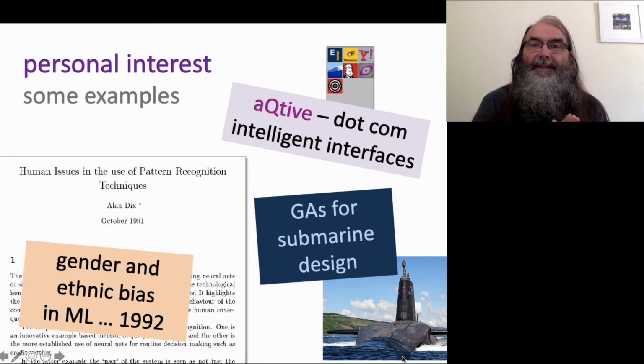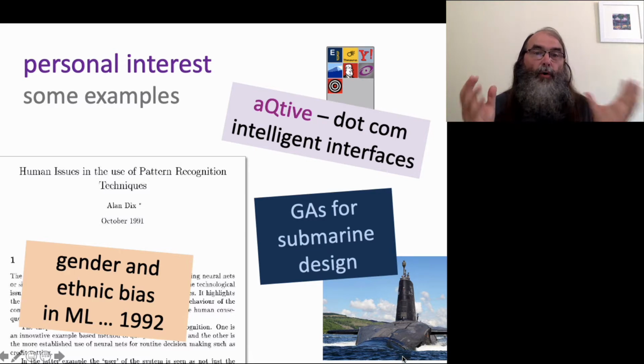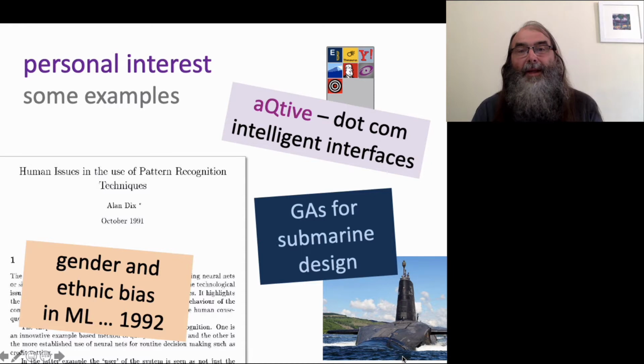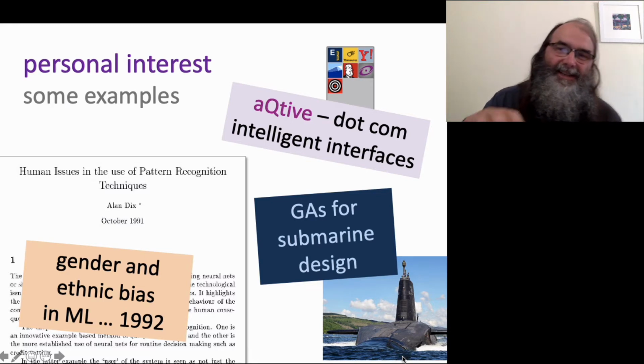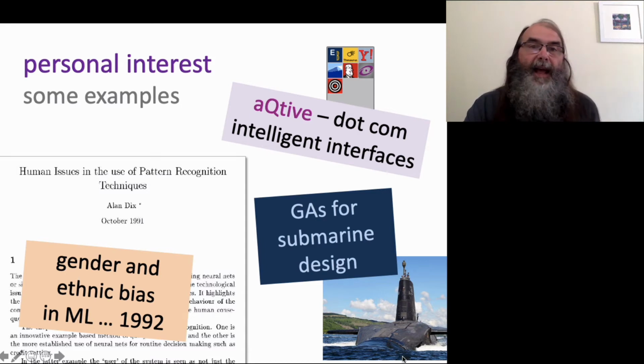I said my background is in human-computer interaction, and I worked during the dot-com era on intelligent interfaces, and I'll show you a little bit of that later. Also, back in 1992, I warned of some of the dangers of gender and ethnic bias in black box machine learning algorithms. Sadly, it's taken a long time to actually occur. Some of the things I thought were going to happen quite quickly then, but sadly that warning wasn't heeded. Also worked even on things like genetic algorithms for early submarine design. So quite a range of work, but often at that sort of boundary between the user interface and intelligence.